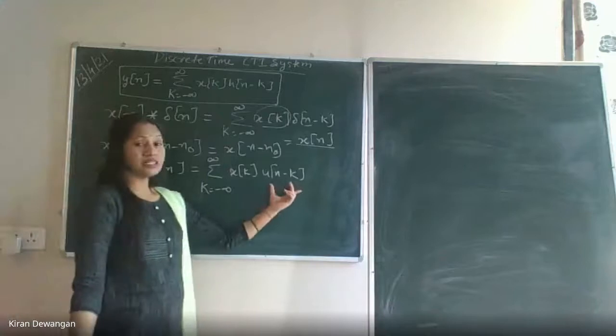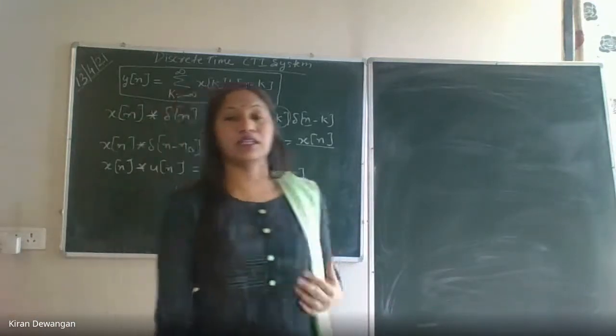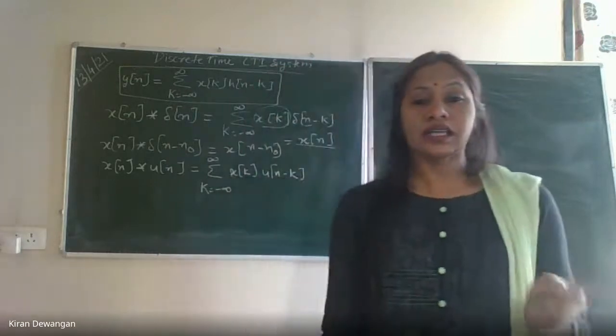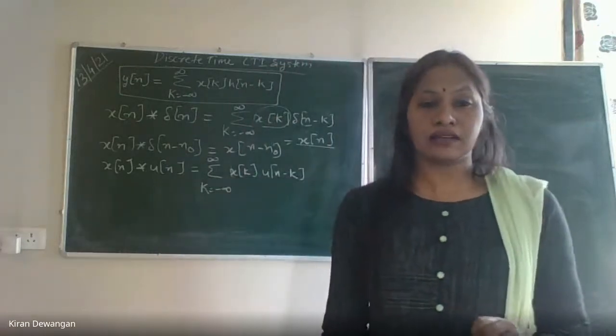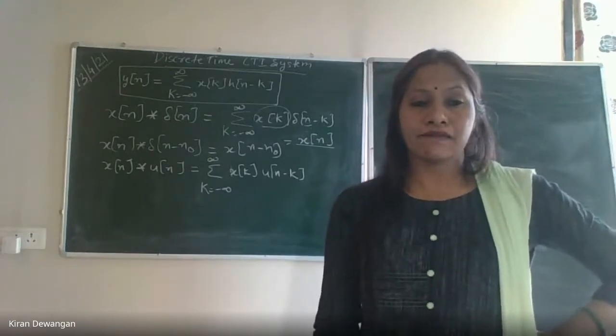Now, where does this u of n minus k exist? From where to where does it exist? Tell me quickly. From where to where does u of n minus k exist? Yes?